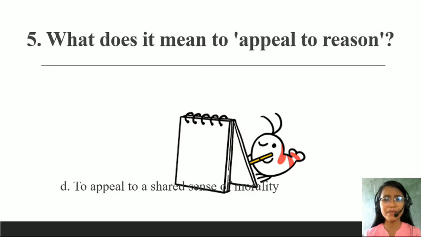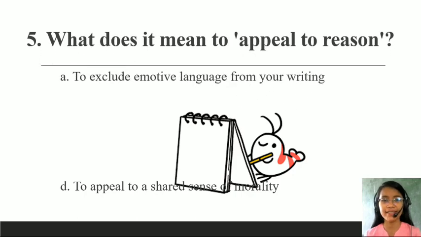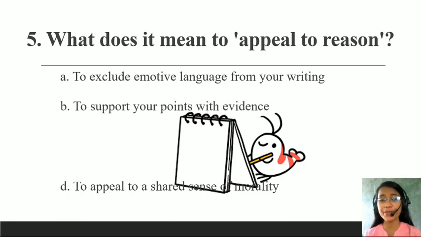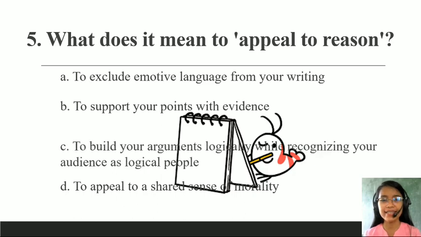5. What does it mean to appeal to reason? A. To exclude emotive language from your writing. B. To support your points with evidence. C. To build your arguments logically while recognizing your audience as logical people. Or D. To appeal to a shared sense of morality. Your answer is letter? Very good. To support your points with evidence.